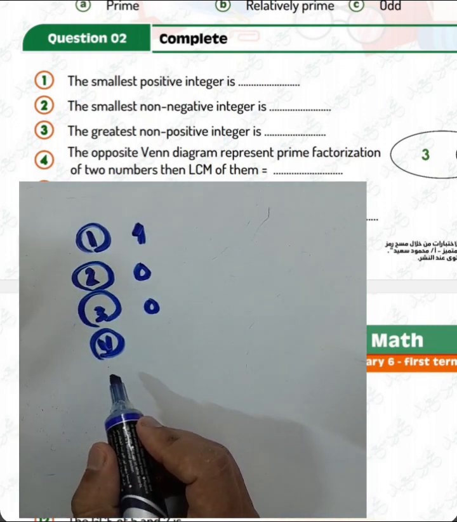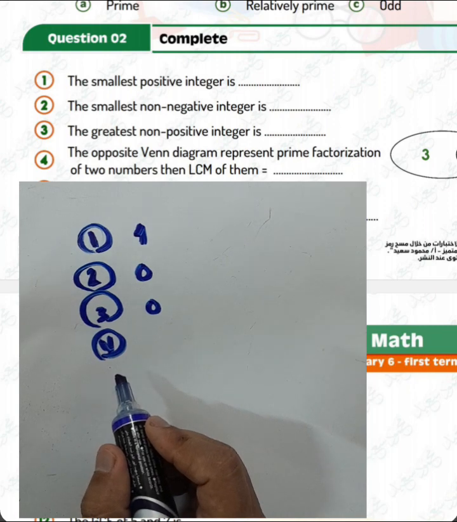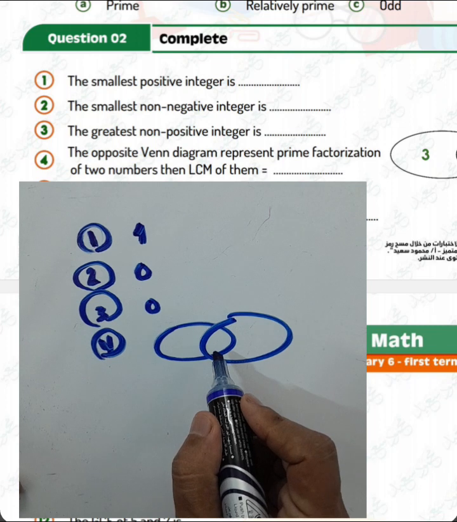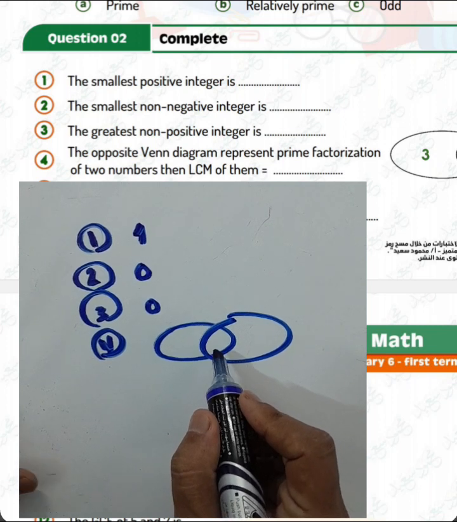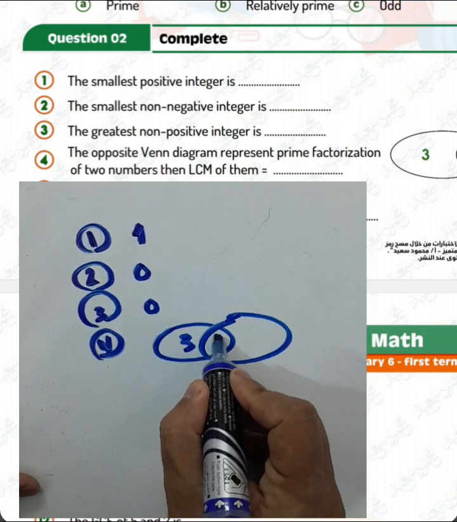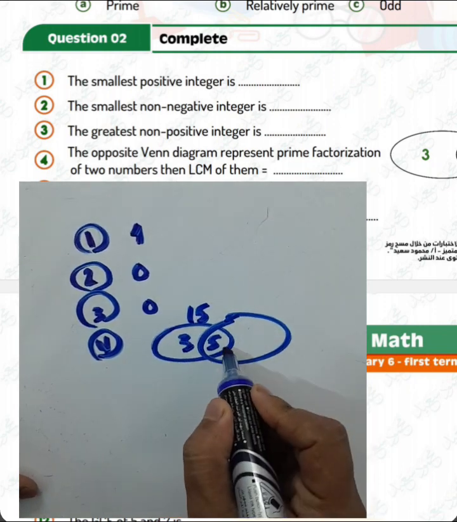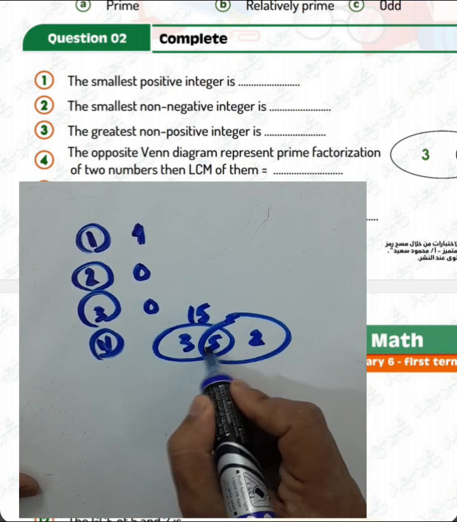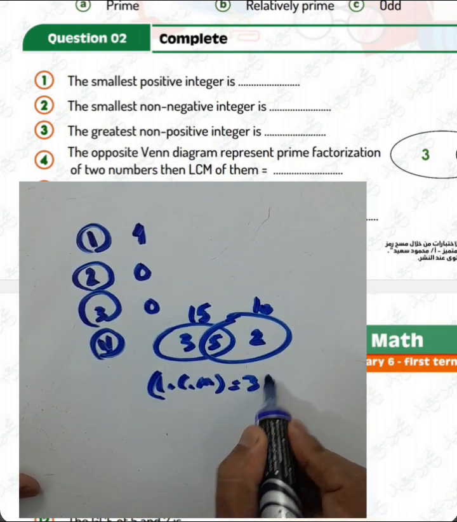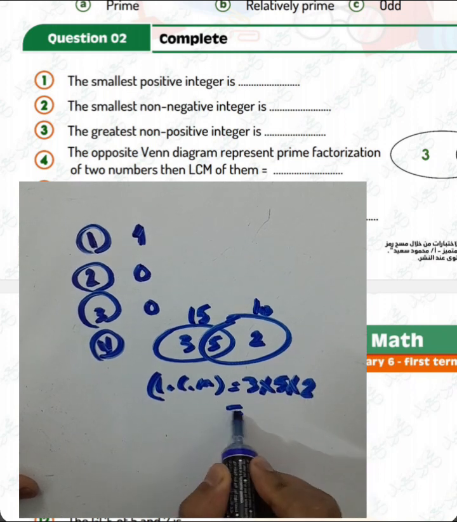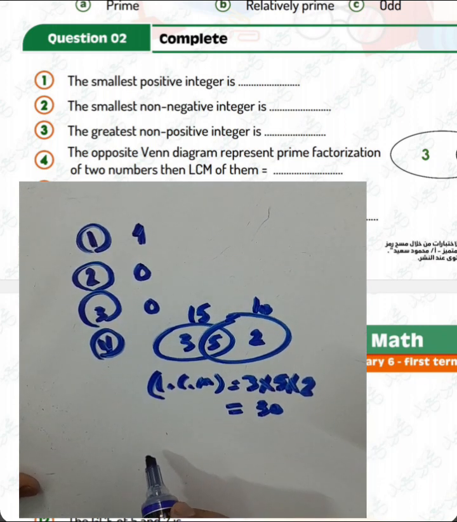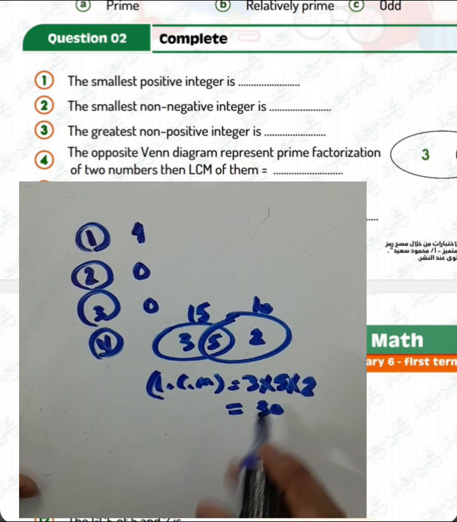The Venn diagram represents prime factorization. Here, you want to find the least common multiple of two numbers. The first number is 3 times 5 equals 15, and the second number is 5 times 2 equals 10. Then the least common multiple equals 3 times 5 times 2. 3 times 5 equals 15, times 2 equals 30. The least common multiple equals 30.